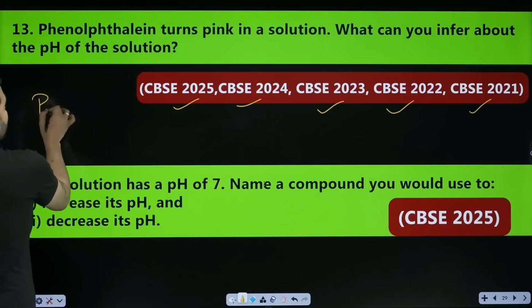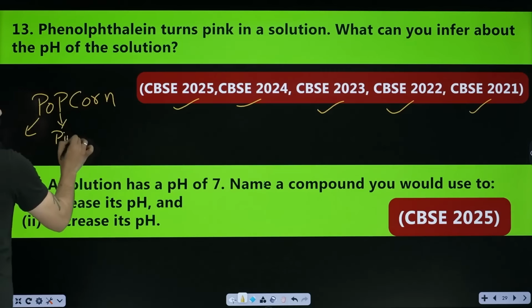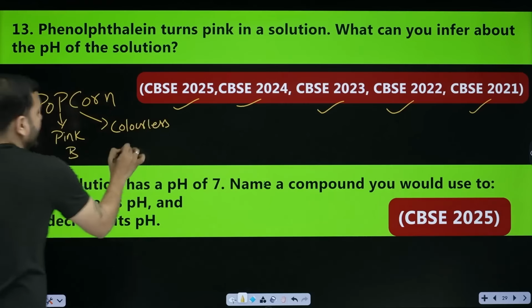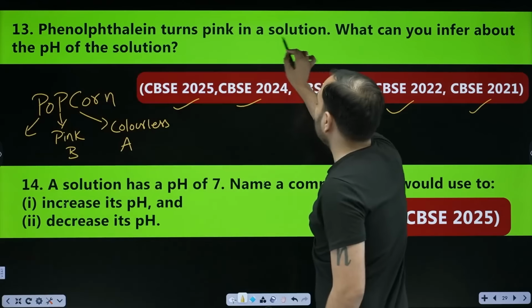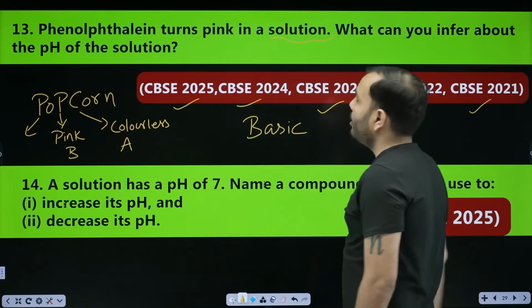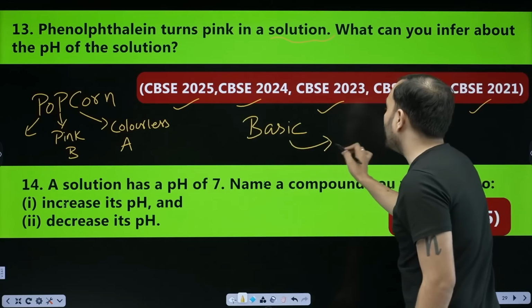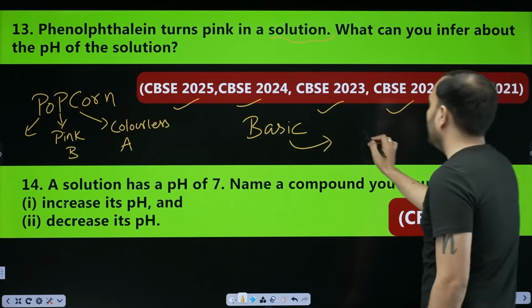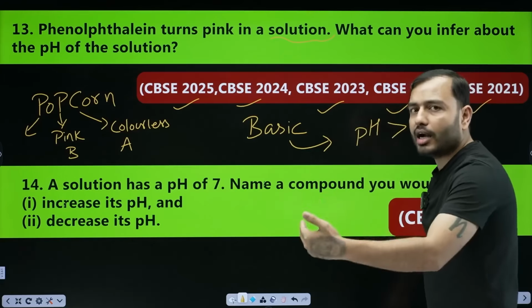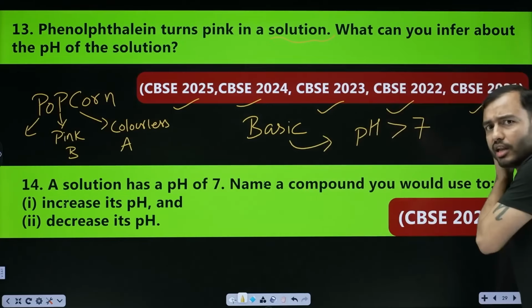Phenolphthalein pink. Phenolphthalein always reminds me of popcorn. What does it do? Pink in base and colorless in acid. So if the phenolphthalein turns pink in a solution, then the solution is basic. Now, what can you infer about the pH of the solution? What is the pH of a base? Always greater than 7. So you can say the pH must be greater than 7. It could be 7.1, 7.5, 8, 9, 10, 11, 12, 13, 14.